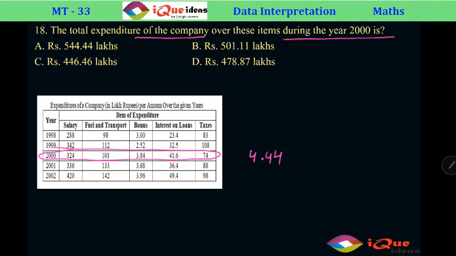8 and 4, 12. 12 and 0. 12 and 2, 14. So 4 here, 1 carry. 1 and 1, 2 and 3, 5. So it is 544.44 lakh. So if you look at the options, it is A option that is the correct answer. Nothing much, nothing great about this question. Okay, now let's take up the last one of this set.